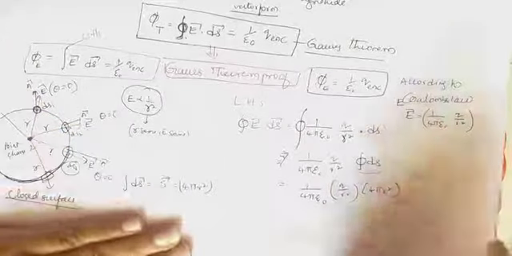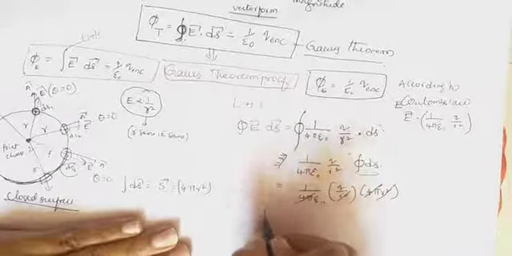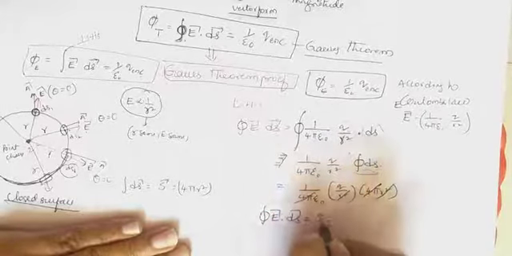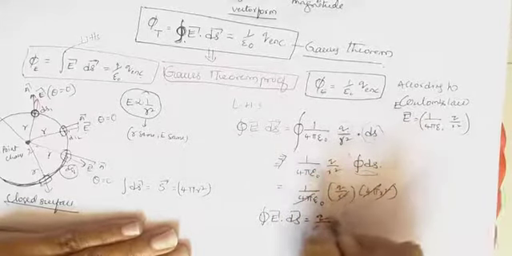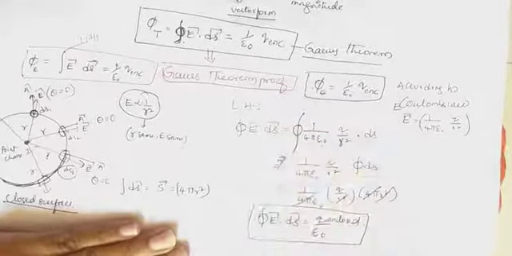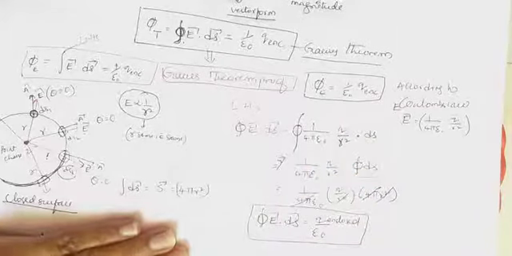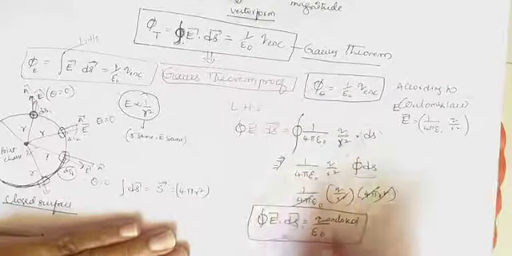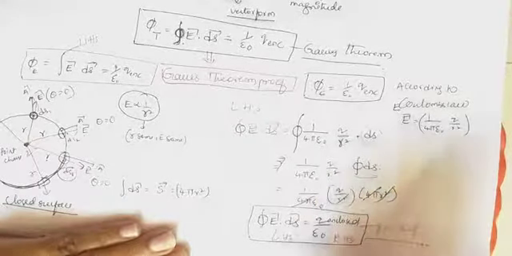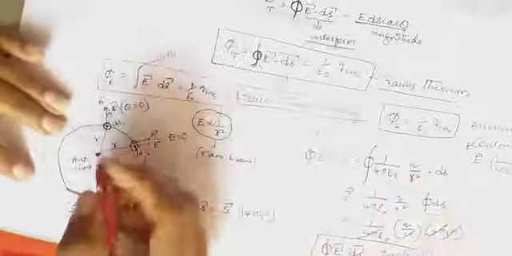So then 4 pi cancels, r square cancels, then the closed integral of E bar dot ds bar is equal to what? Q by epsilon naught. This Q must be the enclosed charge. So here the left hand side equals the right hand side, and this is proved. Okay.